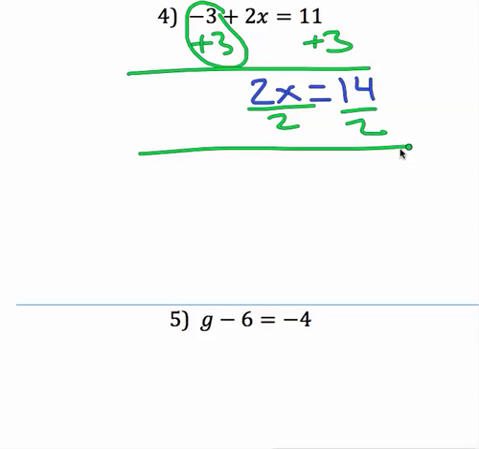but I want to find out what does 1x equal. 2x divided by 2 is x, and 14 divided by 2 is 7.